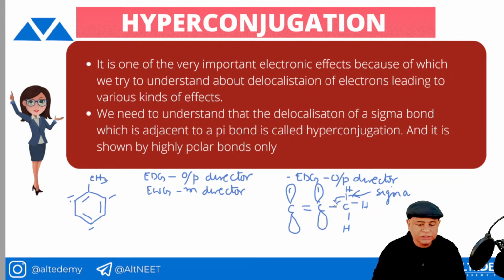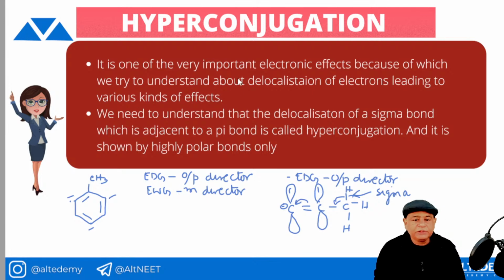This bond will be coming to this place, and this bond will be displaced from this place to this place, leading to a negative charge at this place. Same is the case here. When CH3 is attached to a benzene ring, we get a negative charge at the ortho position, and again it undergoes resonance, and at the para position again the negative charge will be coming. So this is how things will be happening.